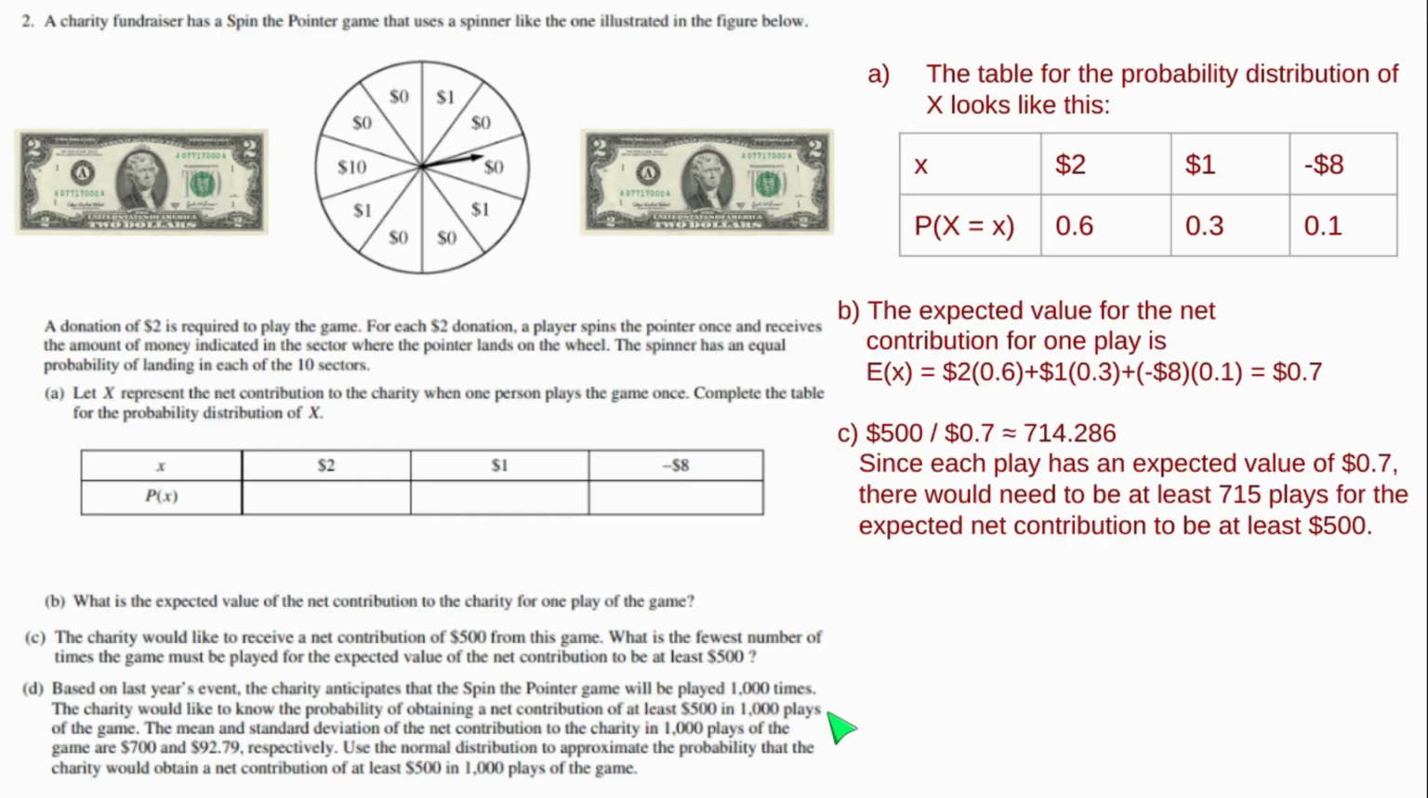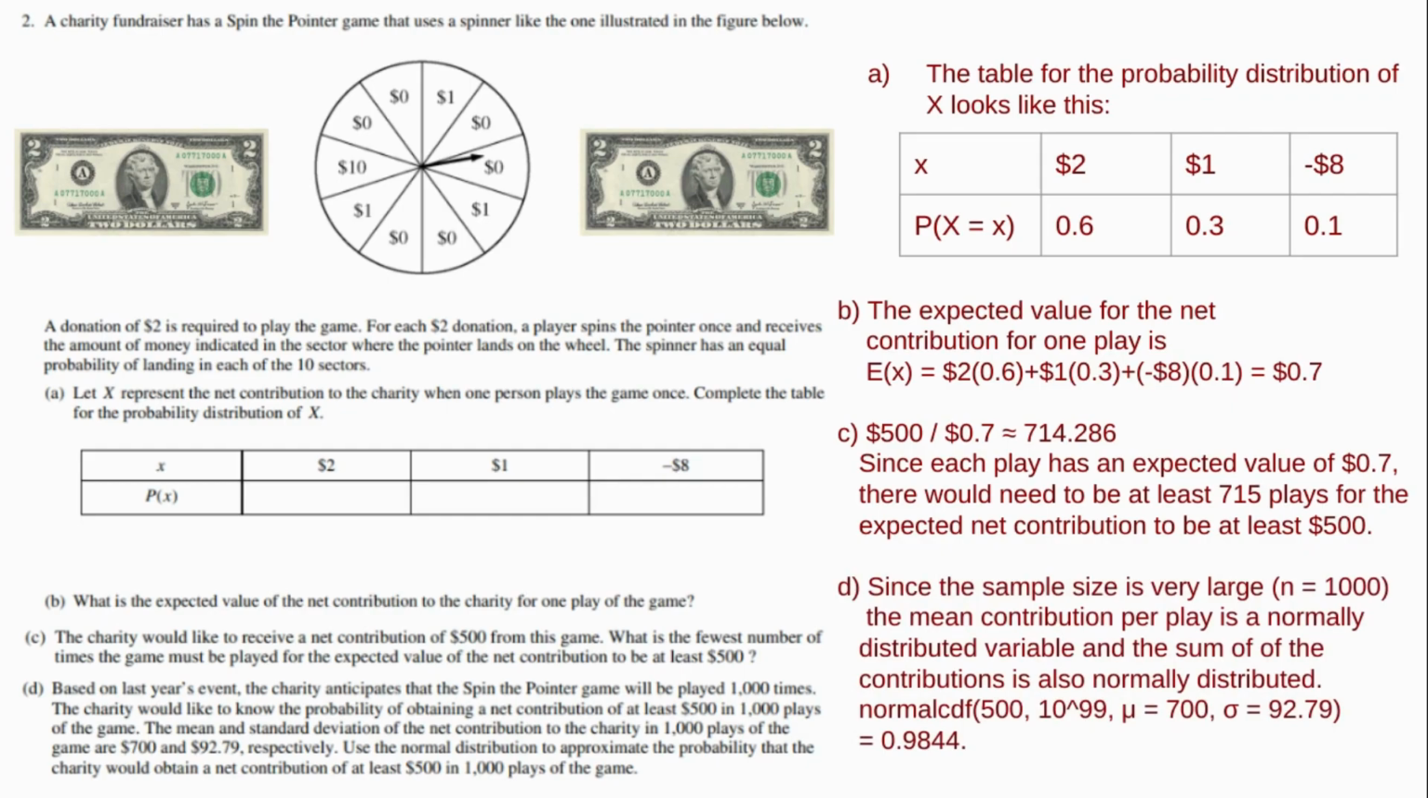All right, let's look at part D. Since the sample size is very large, that's 1,000, the mean contribution per play is a normally distributed variable, and the sum of the contributions is also normally distributed, okay? So we would just use normal CDF. We would have 500 as our lower boundary, an arbitrarily high number for the upper, mean is 700, standard deviation of 92.79, and we have about 98.5% right there. So it's a simple normal CDF problem.